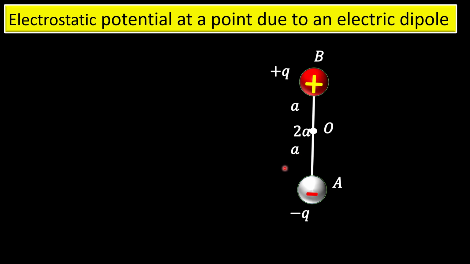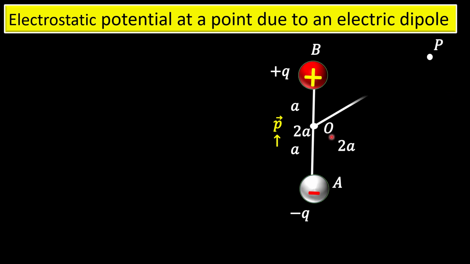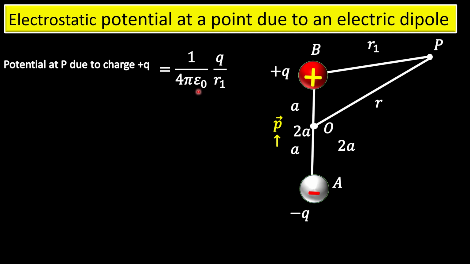The dipole moment vector direction is always from negative to positive. If a test charge is placed at point P from the midpoint of the dipole with the distance r, then the distance between the positive charge and point P is r1. Then we can find out the potential at point P due to the positive charge is 1 by 4 pi epsilon naught into Q by r1.